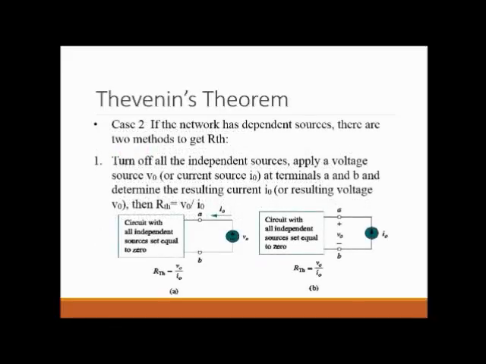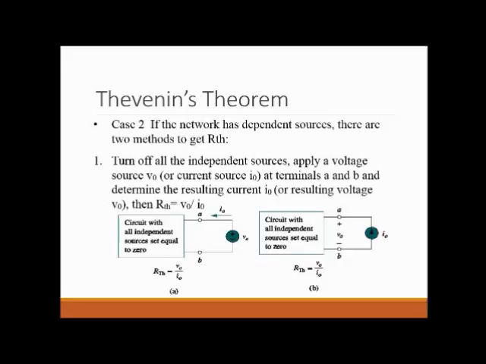If the network has dependent sources, there are two methods to get this RTH. The first method is to turn off all the independent sources, apply a voltage source V0 or current source I0 at terminals A and B, and determine the resulting current I0, and this will be the resulting voltage. Then RTH will be V0 by I0.